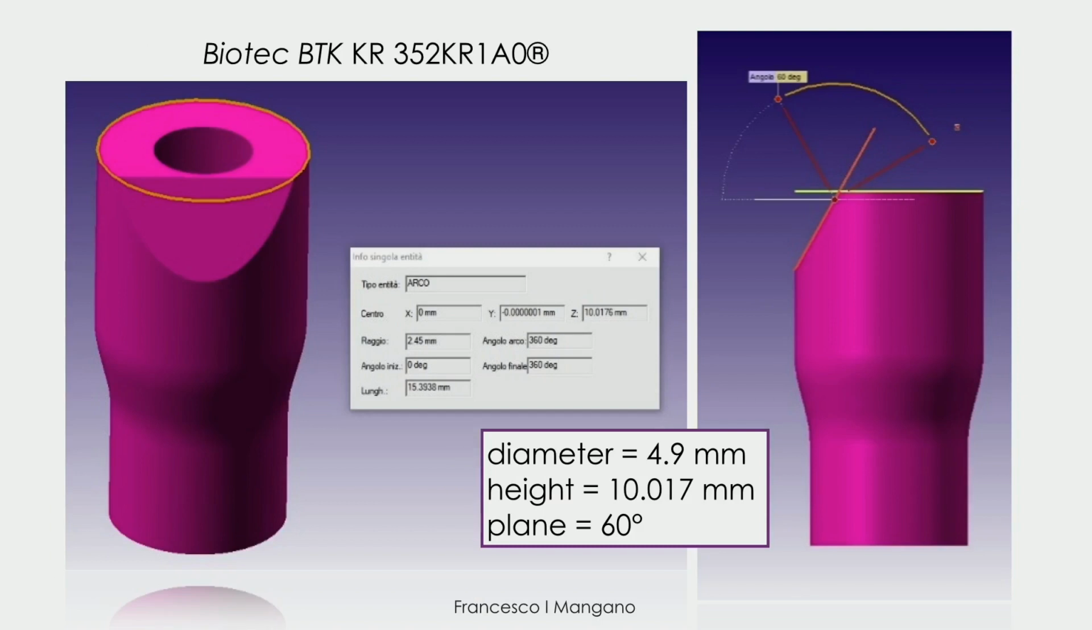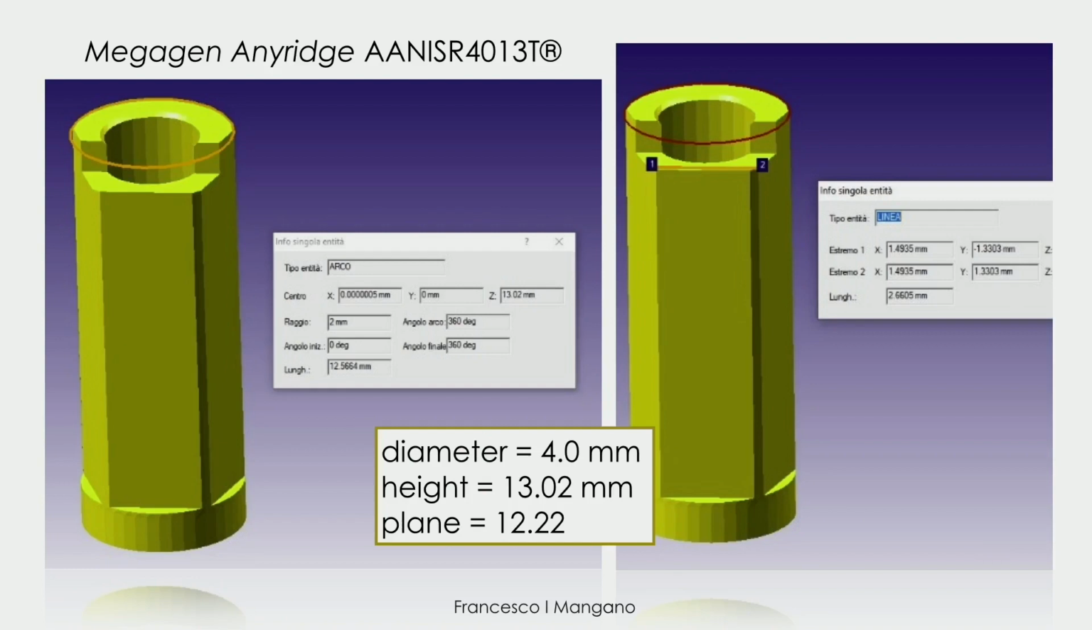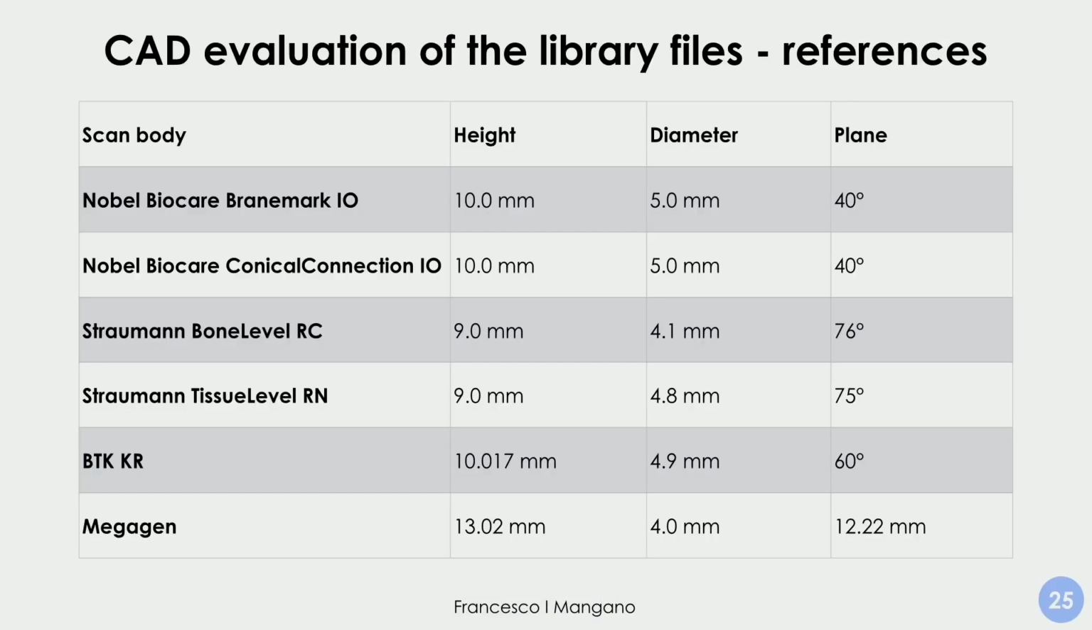Biotech BTK-KR with the characteristic once again, and the Megagen NRH. The Megagen NRH doesn't have the intaglio, the slide on the surface, so we evaluated another thing. As you can see, we measured on the top this measure, and we considered it the reference for the plane, even if we don't have a plane here. And this is what we found related to the libraries, so the computer-assisted design evaluation of the library files.